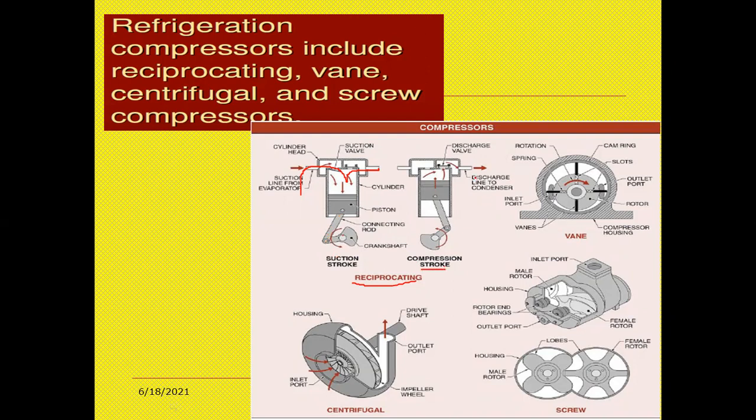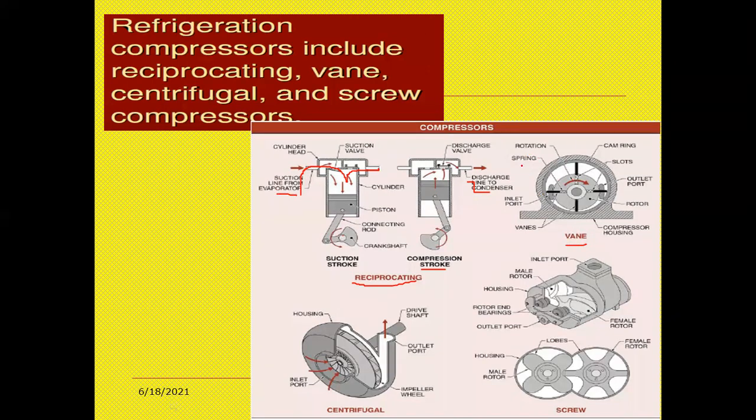So see here in the compression stroke, what happens? Discharge line to the condenser. Here suction stroke low, suction line from the evaporator. So this is reciprocating. So if you take a vane type of compressor, so you are having a casing, right?